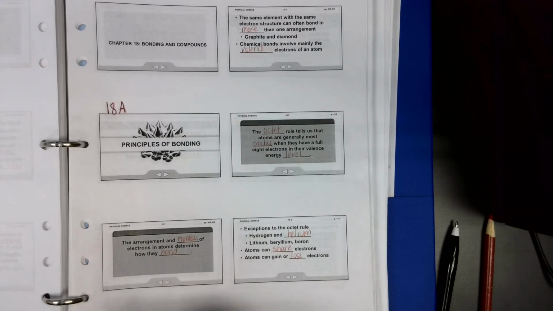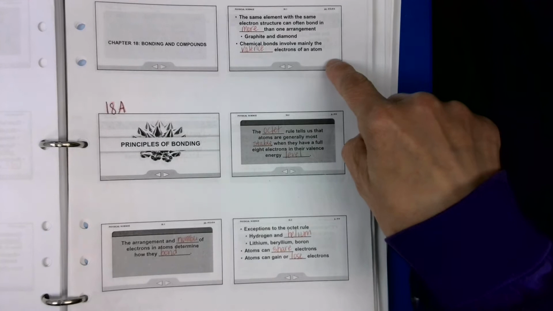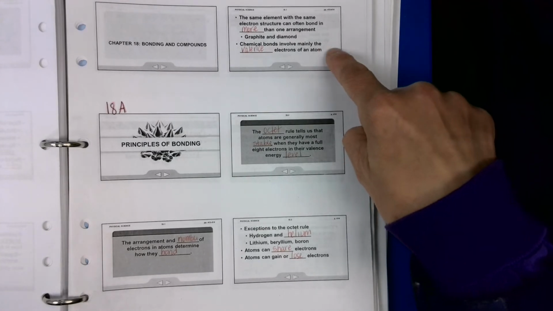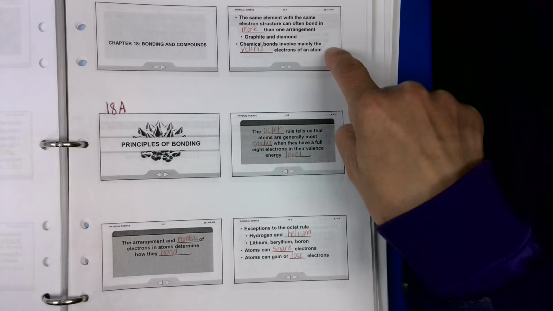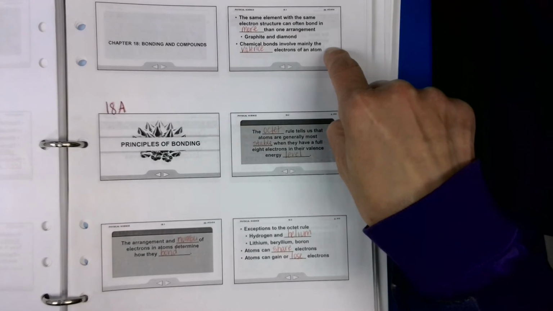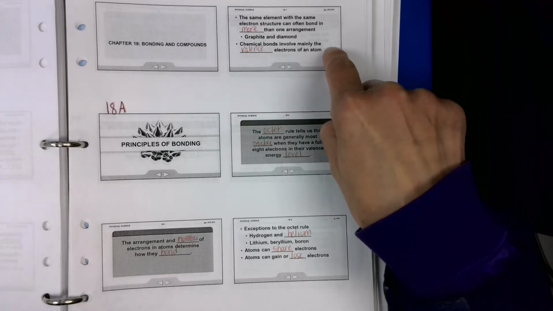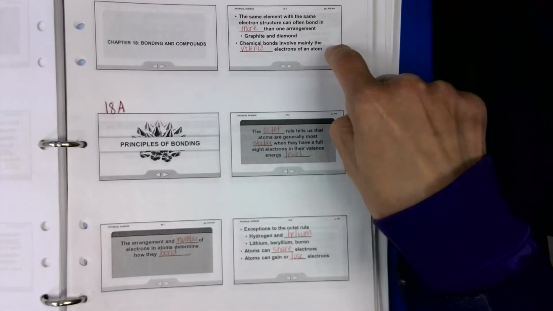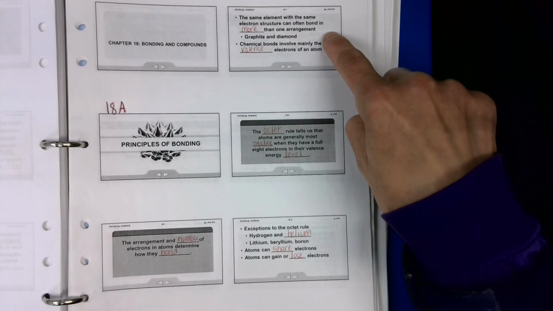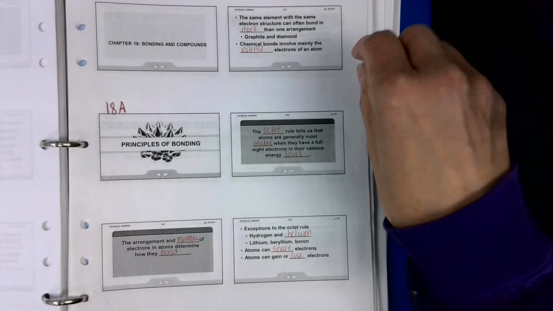What we're going to see here is that valence electrons are the things that are going to be bonding. The same element with the same electron structure can often bond in more than one arrangement. For example, graphite and diamonds are made of the same material, carbon, the same basic structure, except they're organized in different ways. Graphite is very slippery, diamonds are very hard.